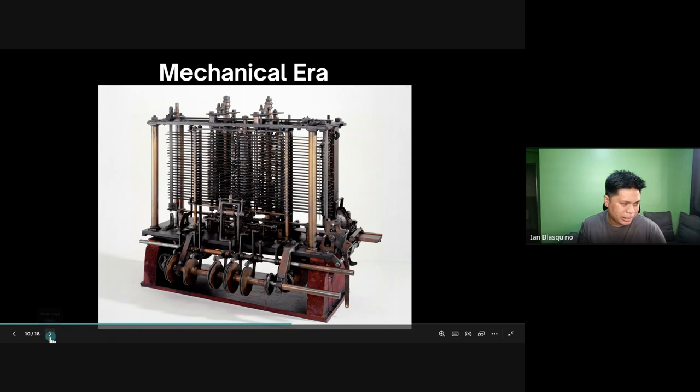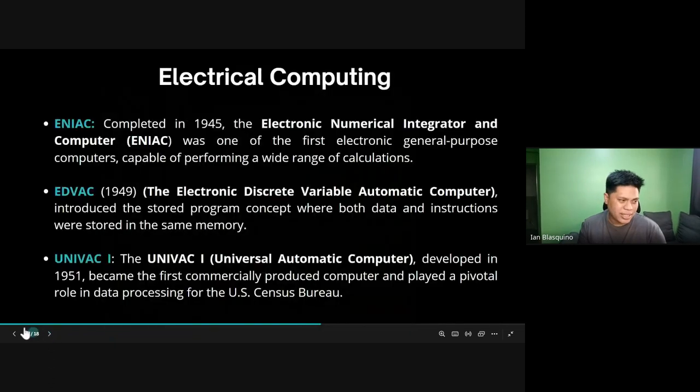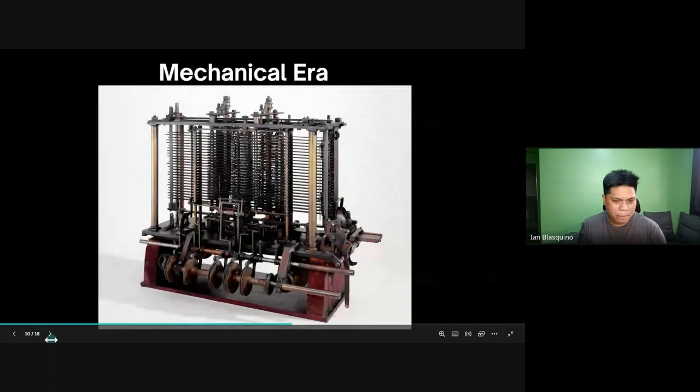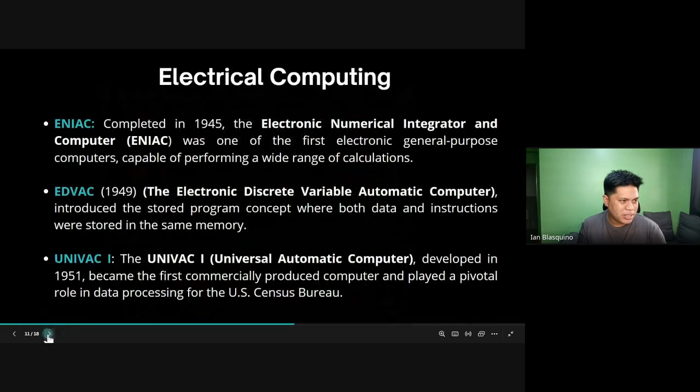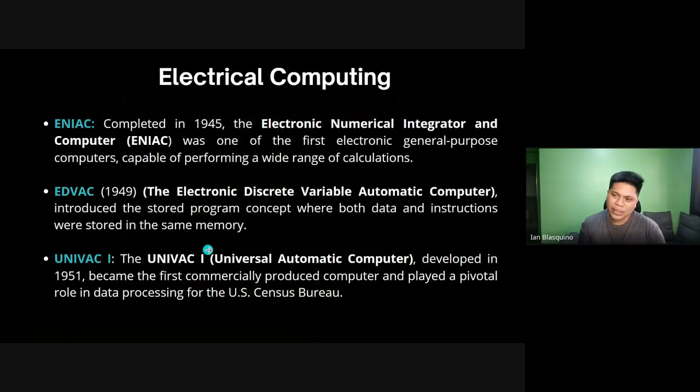20th century naman, after this, ito kasi 19th century. During the 20th century naman, ito yung nagkaroon ng transition from mechanical to electrical computing. Kasi dito naman sa 20th century nagkaroon ng development of electronic and digital computers. So dito na tayo ngayon nagkaroon ng tinatawag natin na ENIAC, EDVAC and UNIVAC.